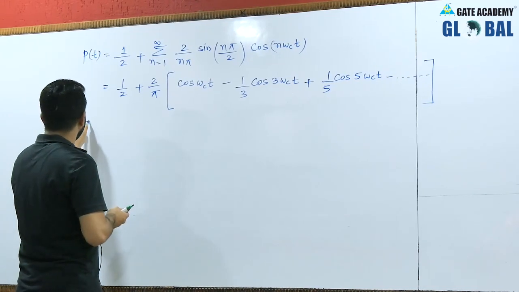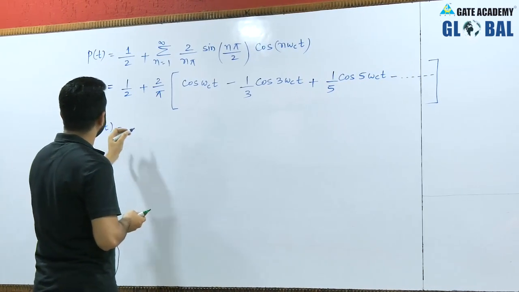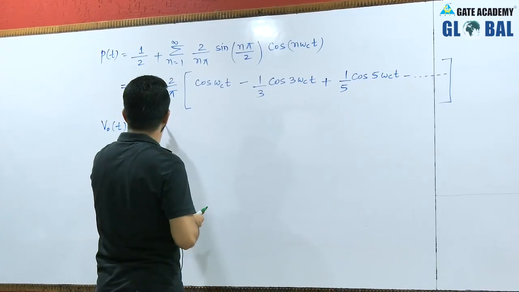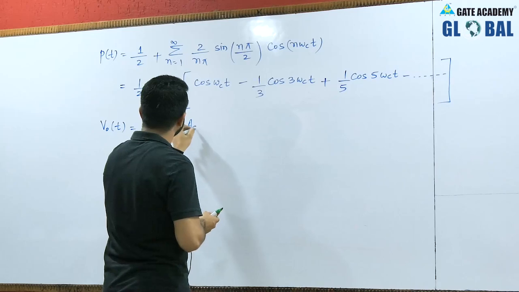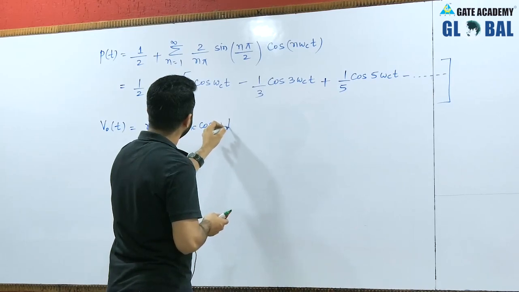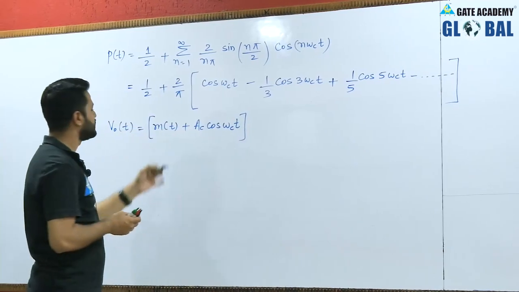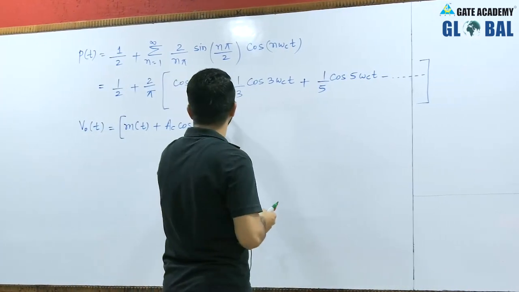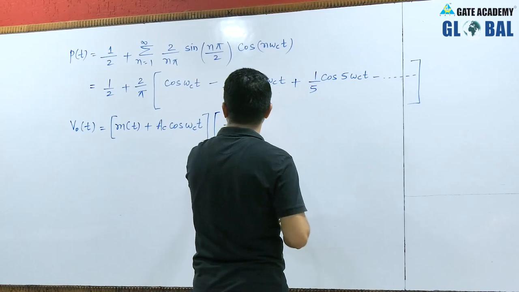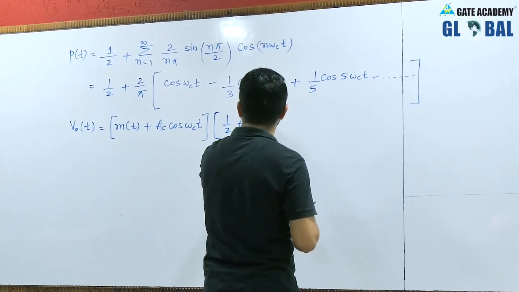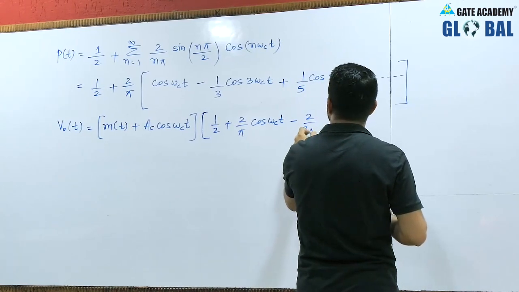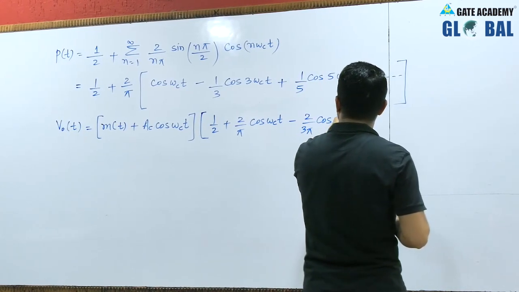Now we have v naught t, which is the multiplication of p(t) with v i(t). v i(t) is m(t) plus Ac cos omega c t. So this is our input message signal v i(t), multiplied with p(t), and p(t) is 1 by 2 plus 2 by pi cos omega c t minus 2 by 3 pi cos 3 omega c t, and so on.